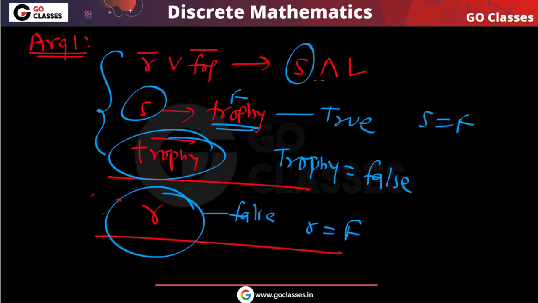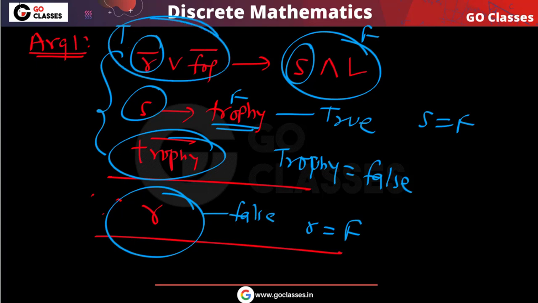Now s is already false, so this will be false. Now remember, as r is already false, so this will be true. Now this is true, true or anything is true, so this whole thing is true. True implies f is false, so I can say that this cannot be true.